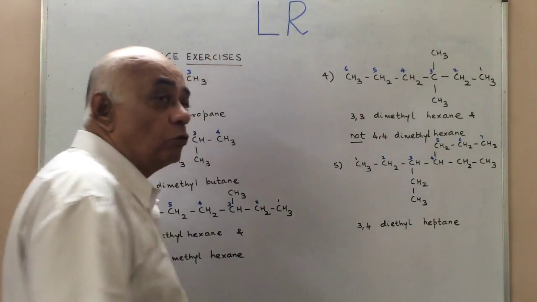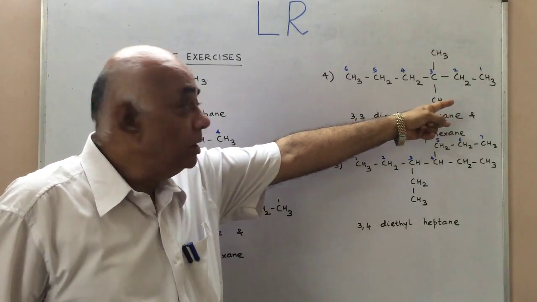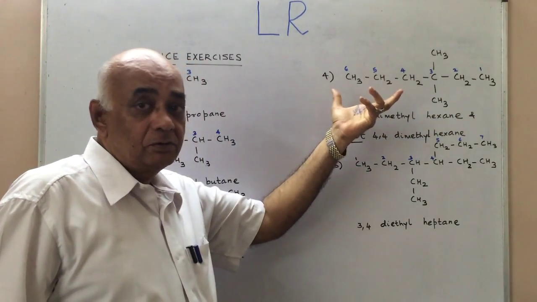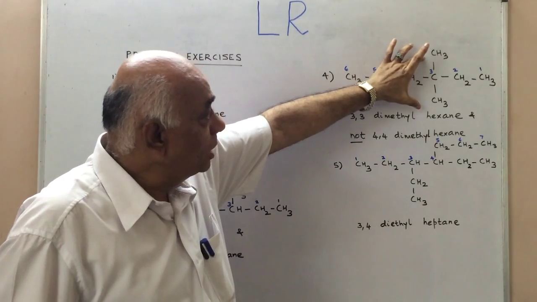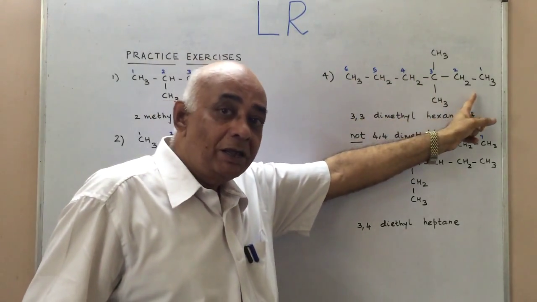If we now come to the fourth structure, the numbering being done from right to left, then there are 2 methyl groups attached to the third carbon atom, the carbon skeleton being a hexane.